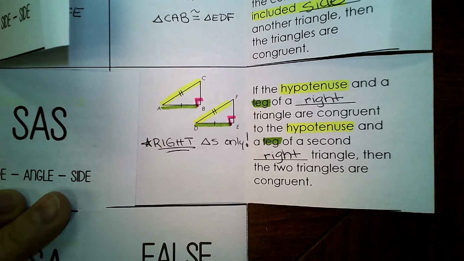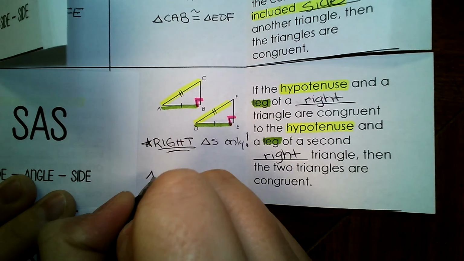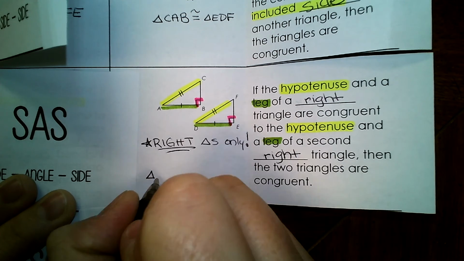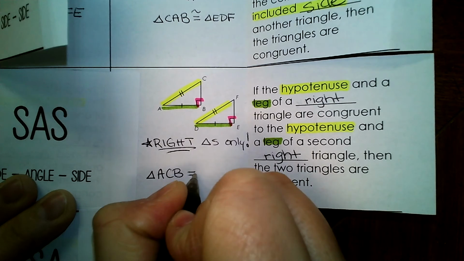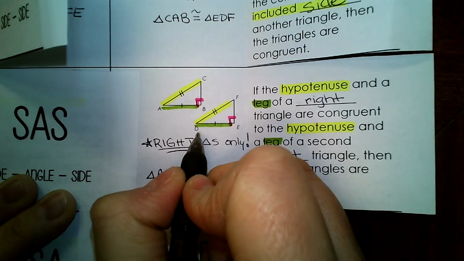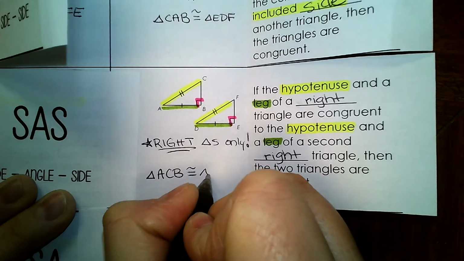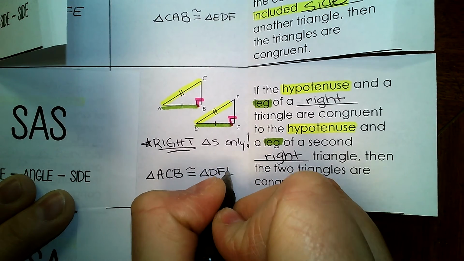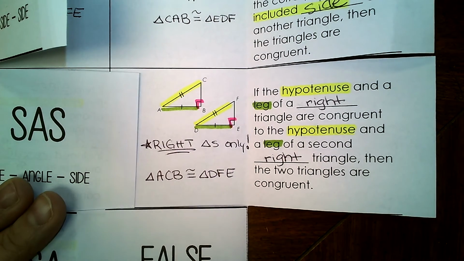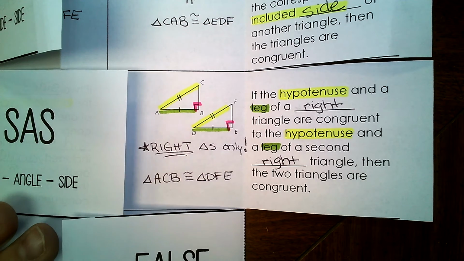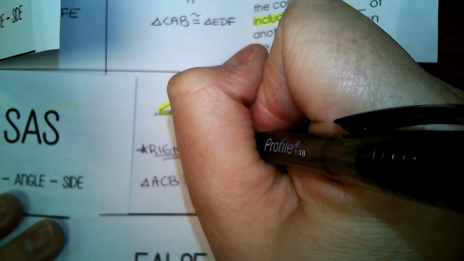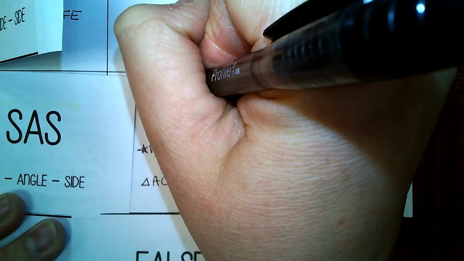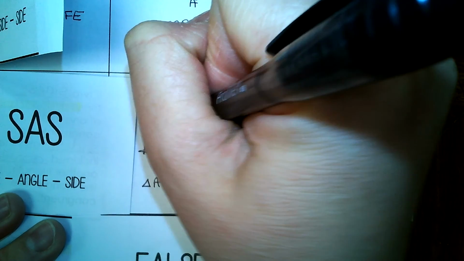All right, so let's write this out. Triangle, I'm going to go with ACB is congruent to triangle DFE. That's a hypotenuse, if you need to write that out, and a leg, matching another hypotenuse and a leg.